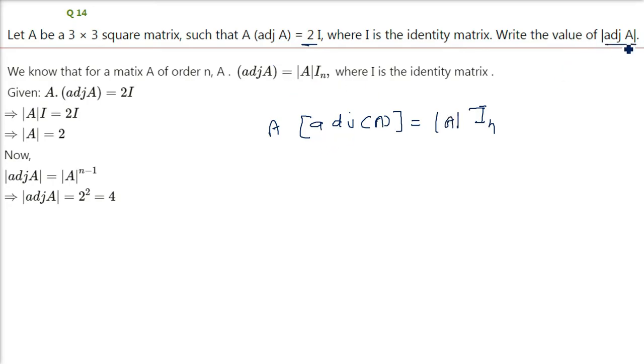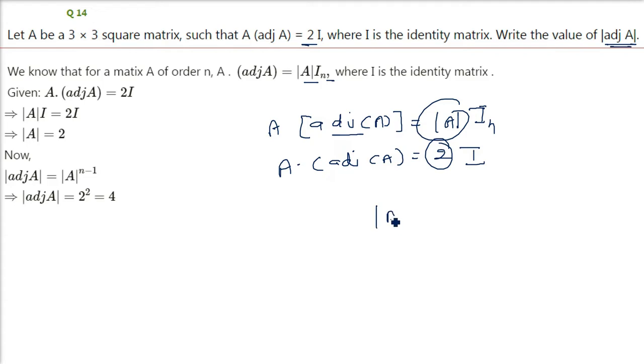Okay, so we have to find out the determinant of adjoint A, but first we know the value of this. From this we can relate to the question. The question is saying A into adjoint A is equal to twice of I. Since we already know this equation, we can equate these two equations, one in the question and one which we already know. A dot adjoint A is equal to determinant of A into I n. So I am writing now what is given. A into adjoint A is equal to twice of I. Now if you see here, we equate: determinant of A is equal to 2.